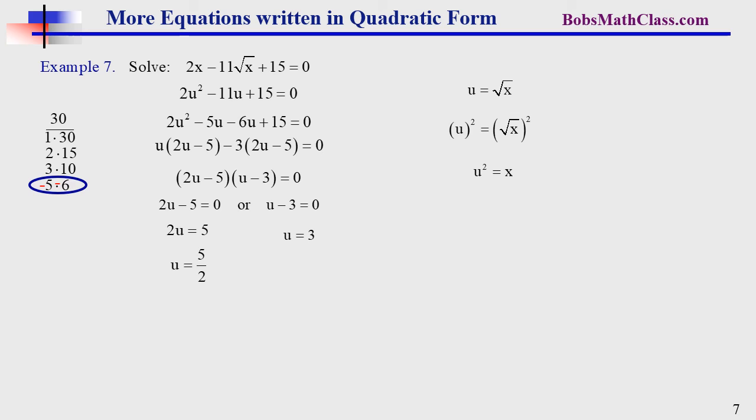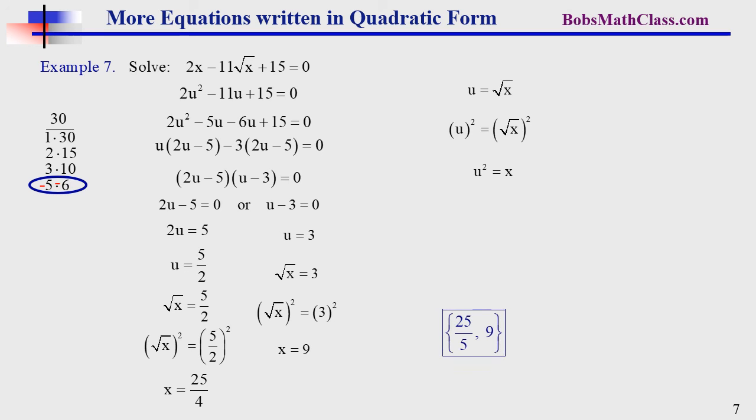Are you done? Heck no, right? We got to replace the u with square root of x. So square root of x equals 5 halves. Now square both sides. So x equals 25 fourths. Do the same thing on the right. Square root of x equals 3, square both sides. And x equals 9. Those are our two answers. And we're all done.